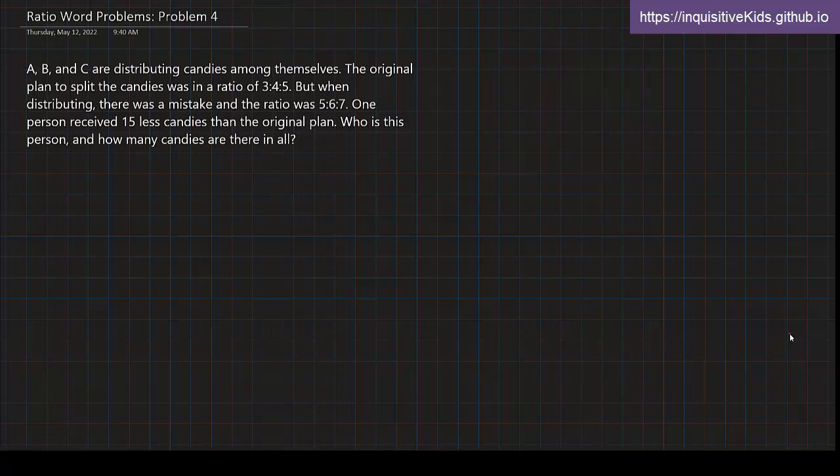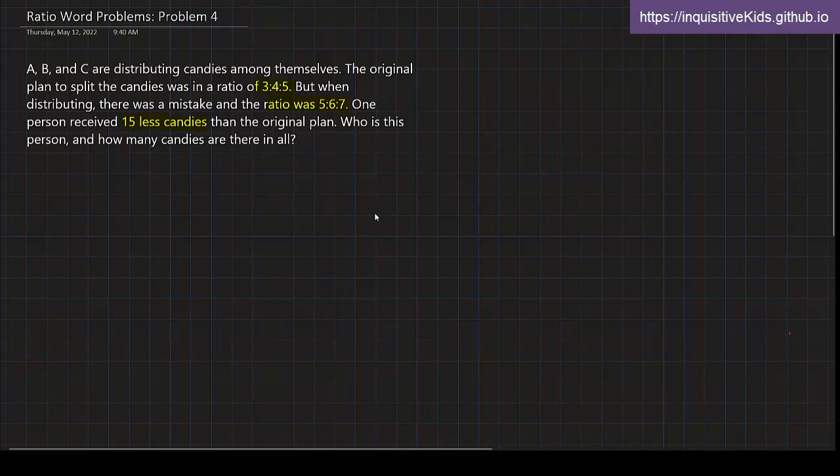Problem 4. A, B, and C are distributing candies among themselves. The original plan to split the candies was a ratio of 3 to 4 to 5. But when distributing, there was a mistake and the ratio was 5 to 6 to 7. One person received 15 less candies than the original plan. Who is this person and how many candies are there in all?